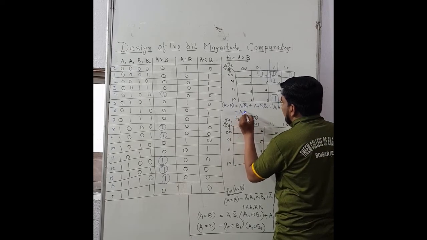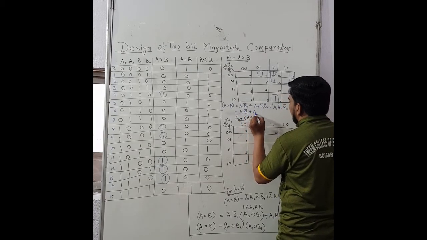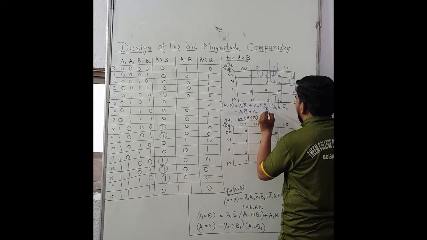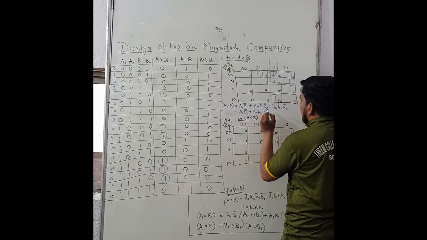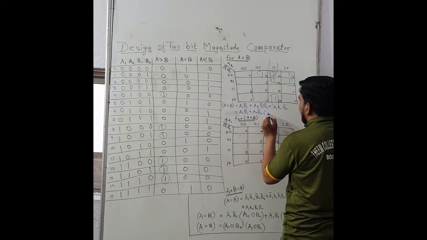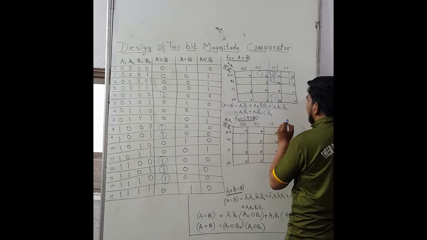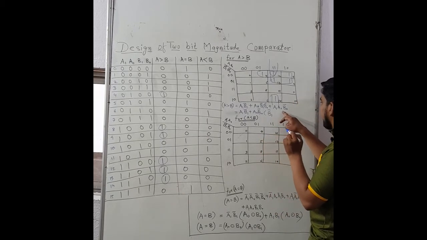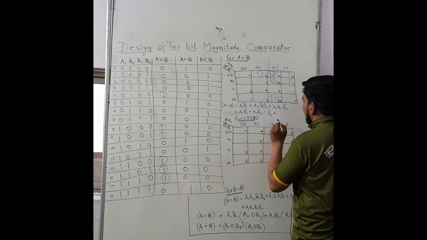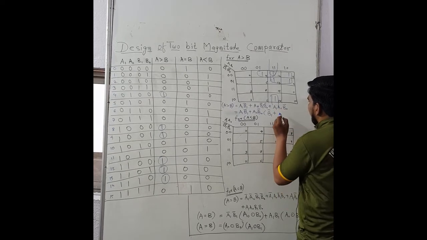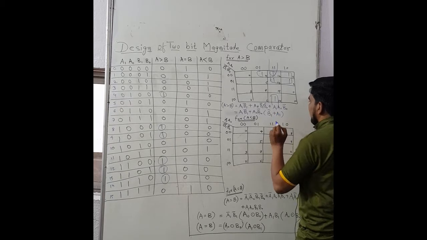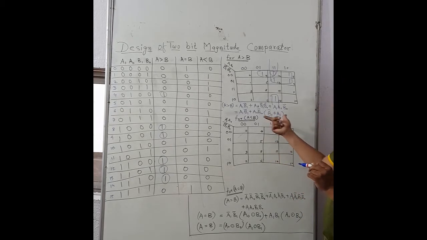So it is A1 B1 bar as it is, plus A0 B0 bar common. In the bracket B1 bar is remaining, and from this side it is plus A0 B0 bar, so A1 is remaining. Okay, in this way we can reduce this expression up to this point only.